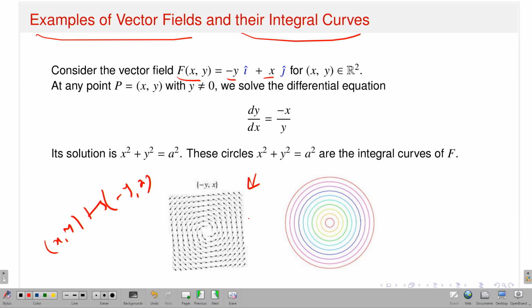Now I am saying, what is the corresponding integral curve for this vector field? Look, just now I said if it is of the form M of x,y i plus N of x,y j. So what is my M of x,y here in that case?